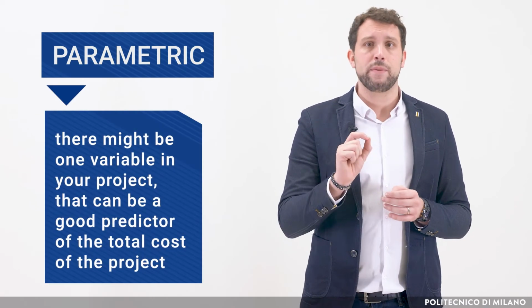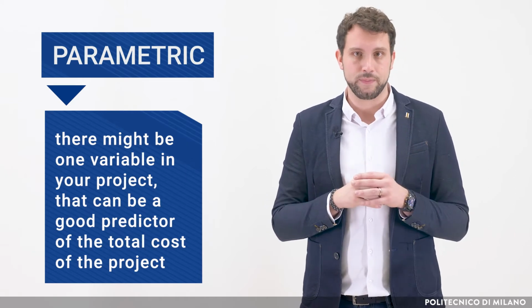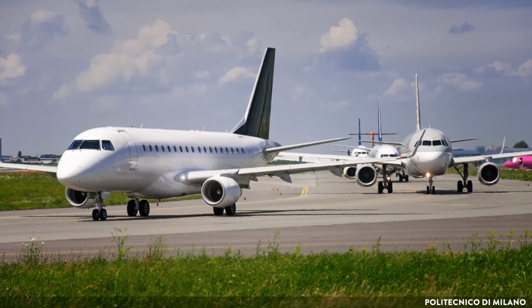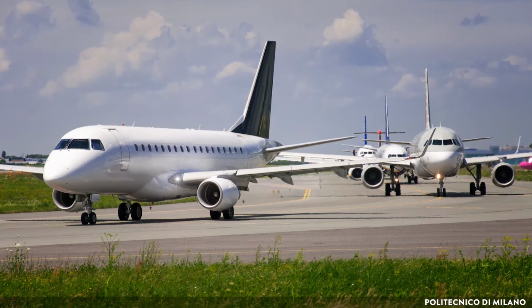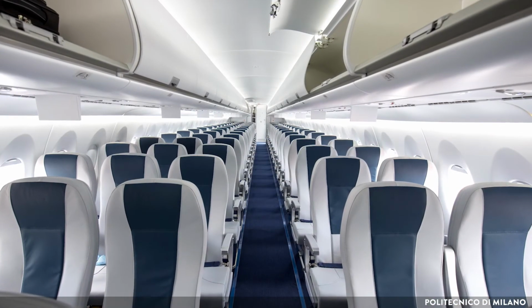We need to find something in the middle, something that allows us to be fast enough but also precise enough, and this is the case of what is normally called a parametric approach. Once again, the idea is very simple. There might be one variable in your project that can be a good predictor of the total cost of the project. Let's start from an example. Let's say that we do airplanes. And we suppose that a good predictor of the final cost is gonna be given by the number of seats in my airplane. So what I can do is to refer to past projects.